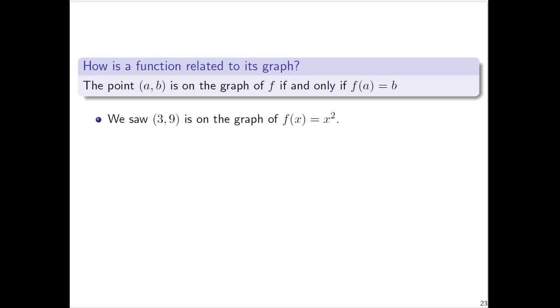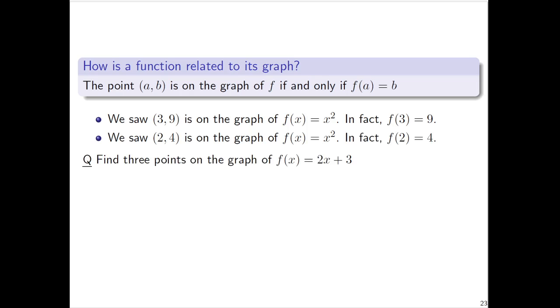So we saw just a moment ago that (3, 9) is a point on the graph of f(x) = x². This is in fact because f(3) = 9. So either we say that (3, 9) is on the graph because f(3) = 9, or we say f(3) = 9 because (3, 9) is on the graph. Either way. So we saw that (2, 4) is on the graph. The point (2, 4) is on the graph, and in fact, f(2) is equal to 4.